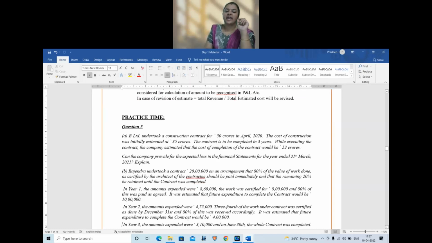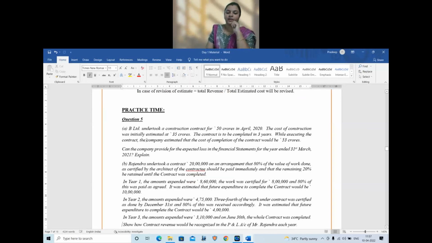Question number 5A. B Limited undertook a construction contract for 50 crores in April 2020. The cost of construction was initially estimated at 35 crores. The contract is to be completed in 3 years. While executing the contract, the company estimated that the cost of completion of the contract would be 53 crores. Can the company provide for the expected loss in the financial statements for the year ended 31st March 2021?